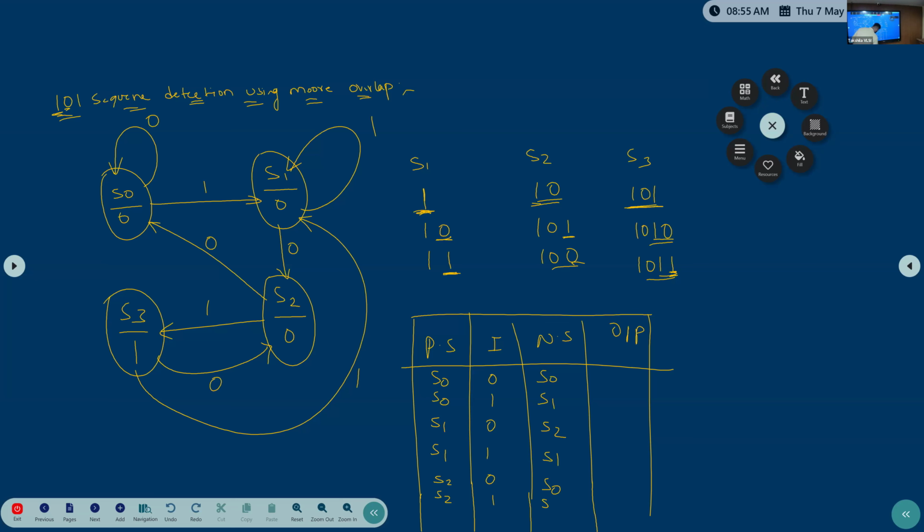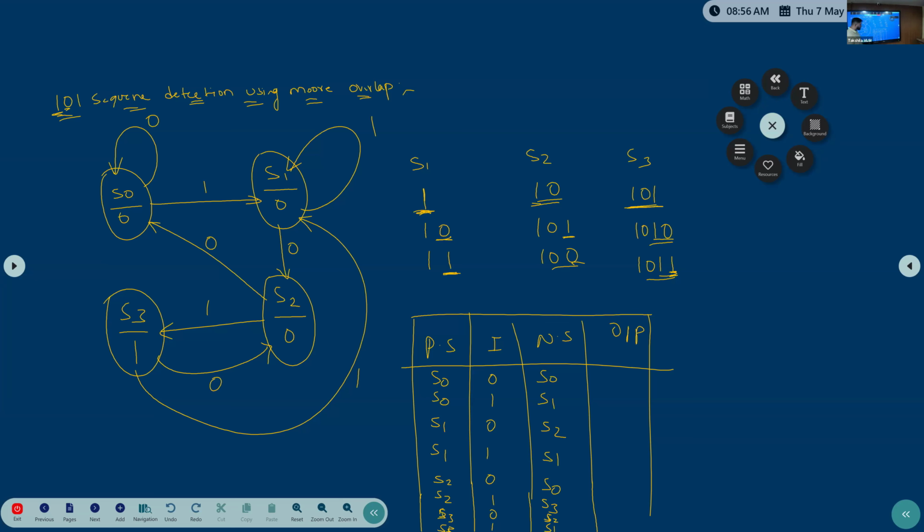S3 state. So now S3 we have two cases, this is 0, this is 1. S3 in the 0 case, I need to go to the S2 state. In this, whatever we are drawing for the table with the overlap, okay? With S3, if the input is 1, then I need to go to the S1 state.